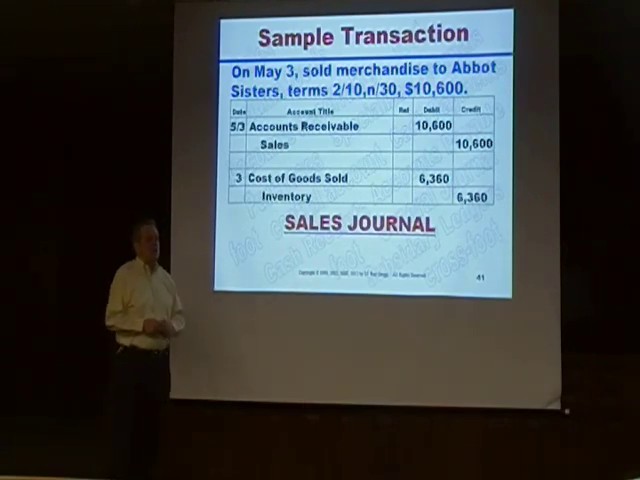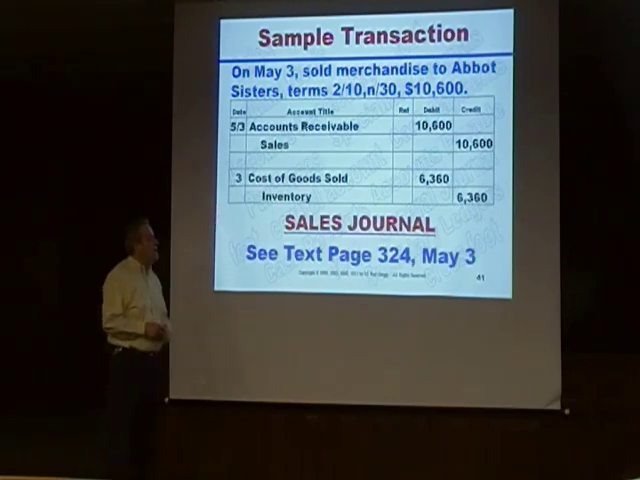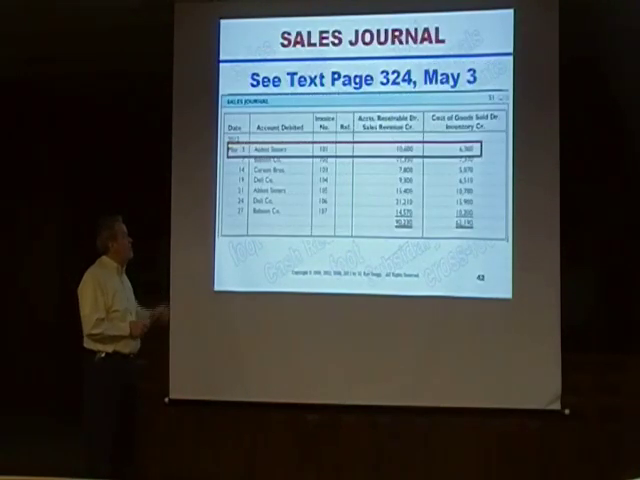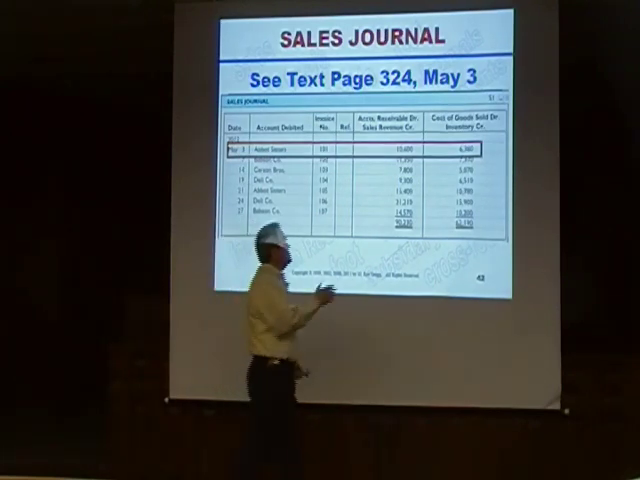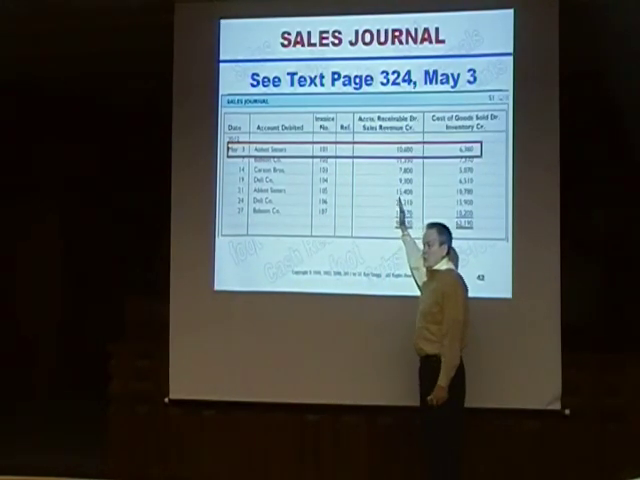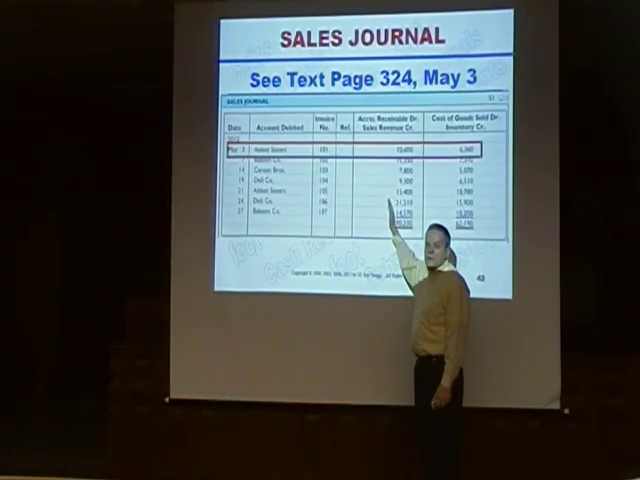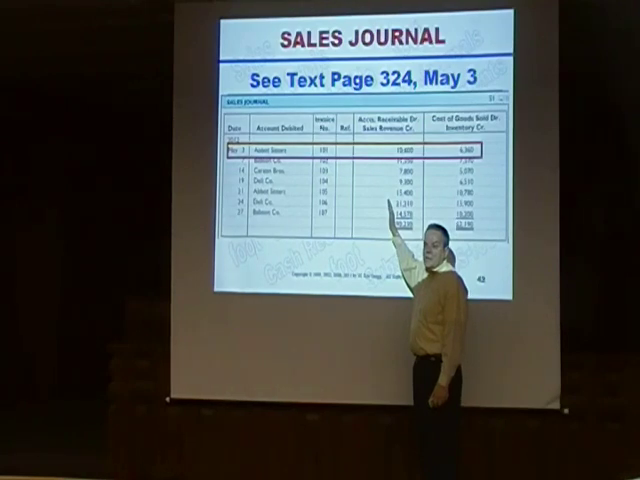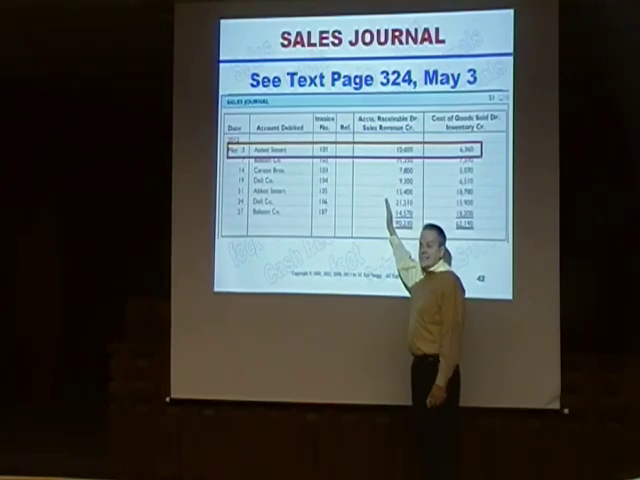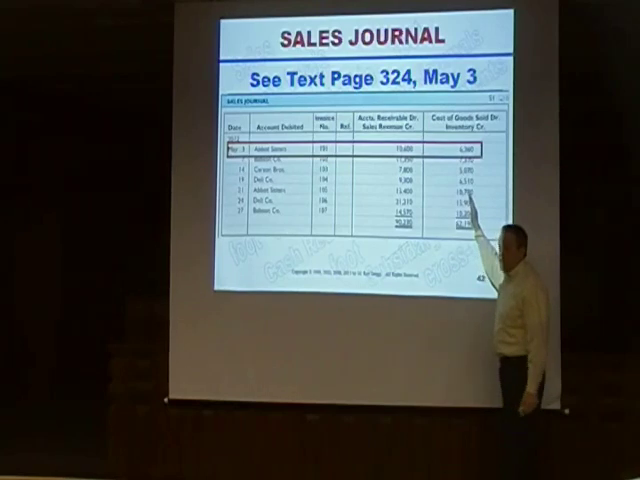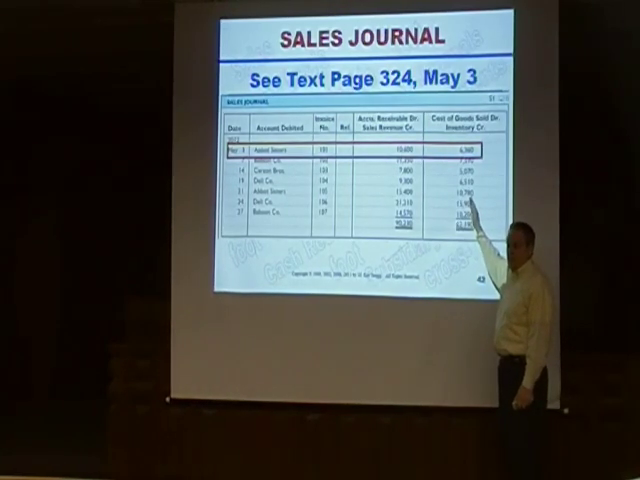We're going to design a sales journal to accommodate this high volume of transactions. There's one illustrated in the textbook on page 324. I also reproduced it in the note-taking guide for you, and this very transaction has a single column sales journal that debits accounts receivable and credits sales. But in perpetual procedures, at that same time, we also debit cost of goods sold and credit inventory.